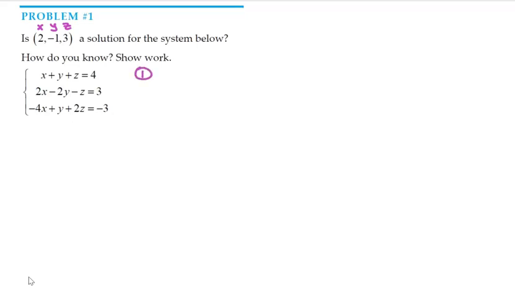So let's start with the first one. So we got x plus y plus z. So I've got 2 minus 1 plus 3. And we're trying to see, does that equal 4? All right, well, 2 minus 1 is 1. And then 1 plus 3 is 4. So 4 equals 4, so that one checks out. So that's good. But we can't stop there. We need to also check equation 2 and 3.